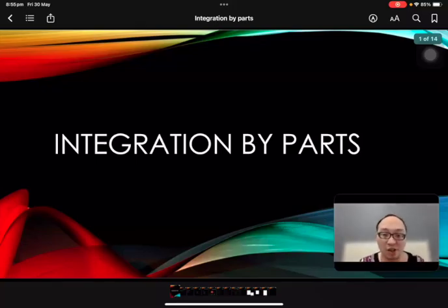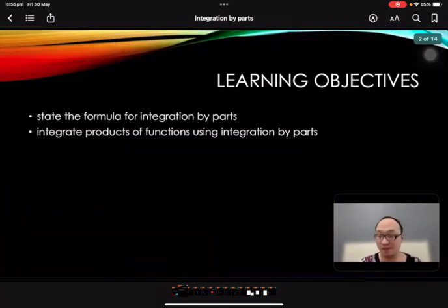Today we will study integration by parts. In this lesson, we will see what the formula of integration by parts is and how we integrate the product of functions using integration by parts.